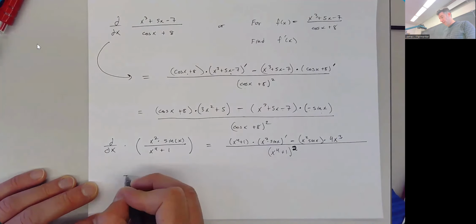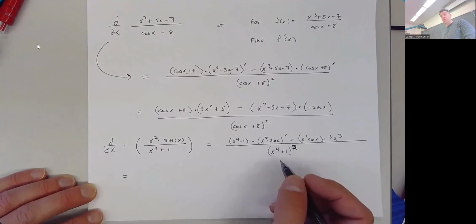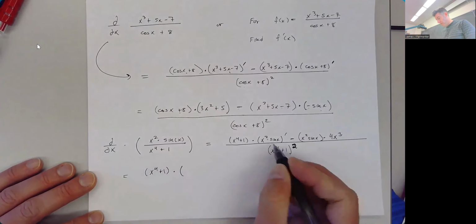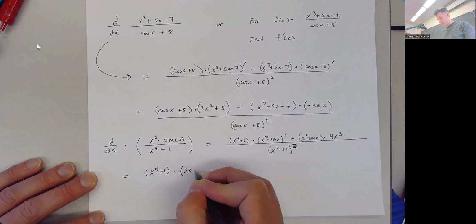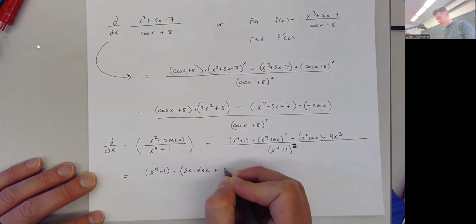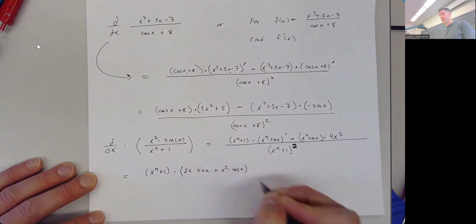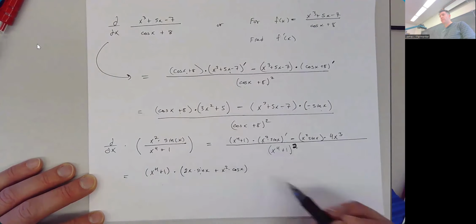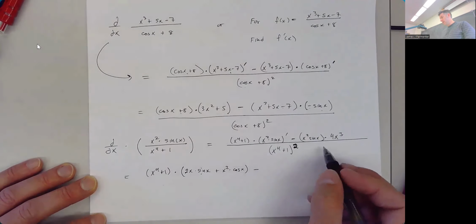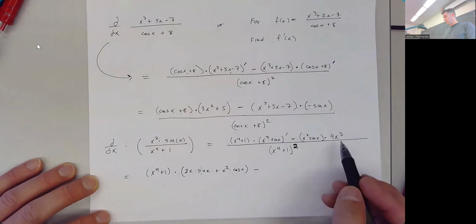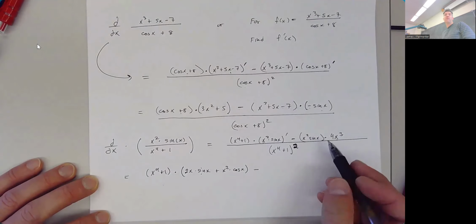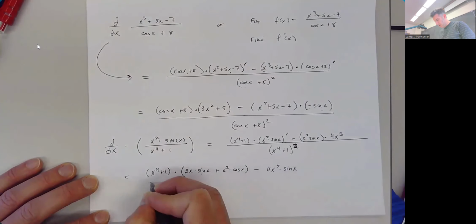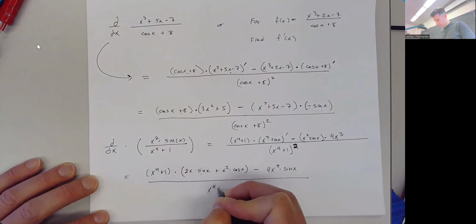All right, but then we still have to take the derivative of x squared times sine of x using the product rule. So we're going to have x to the 4th plus 1 times the derivative of this product, which is 2x times sine of x plus x squared times cosine of x. Derivative of x squared, leave sine alone, plus leave x squared alone, derivative of sine. Minus, if you really felt the need to simplify it, you could say 4x cubed times x squared is 4x to the 5th times sine of x, all divided by x to the 4th plus 1 squared.